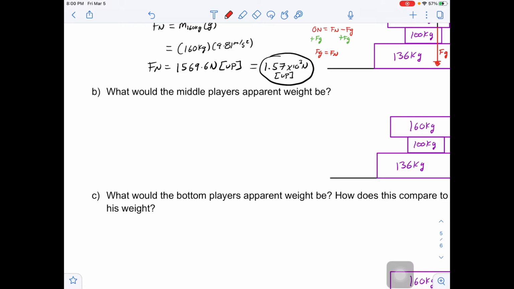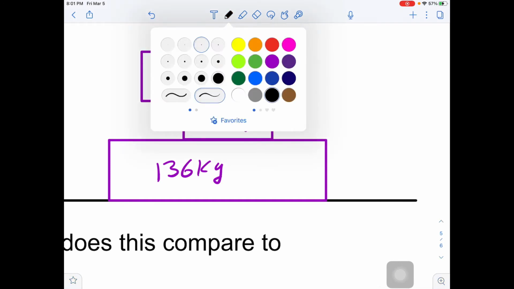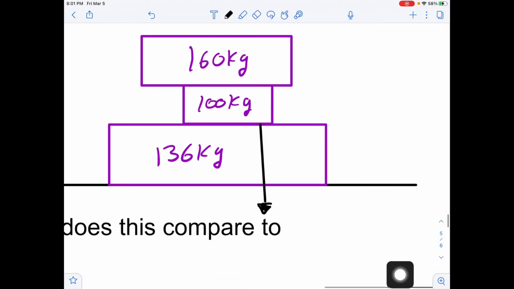So what would the middle player's apparent weight be? So now we're dealing with a little bit more of a trickier question. My middle player here is getting sat on top of by my 160 kilogram guy. So understand that the force he's feeling pushing down on him is much greater. So currently, that 100 kilogram guy will feel the normal force. That's his apparent weight. Now what's occurring? I'm going to name these things. This will be mass 1, 2, and 3.